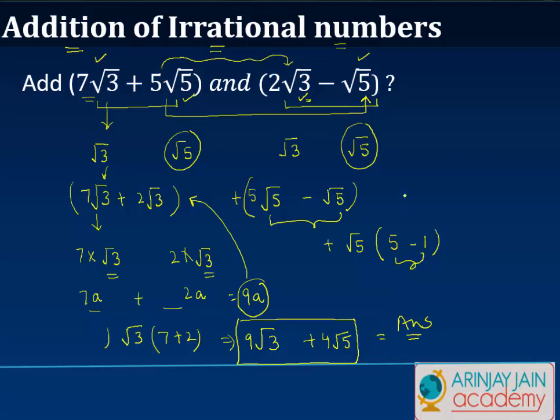Just to repeat, whenever you have to add any irrational numbers, first we bring all the numbers with a common root together. Once we regroup these numbers, the only thing we need to do is take the root as common and then perform the addition, like in this case we did 7 plus 2, or the subtraction like 5 minus 1, and get the value of the respective irrational numbers. The answer can be obtained by putting in the sign which is prevalent over here.